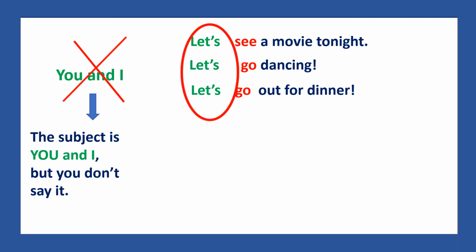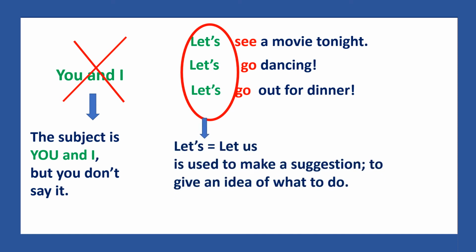Now let's look at the first word, let's. That's "let us," and it's used to tell someone to do something, but in this case, it's used to make a suggestion, to give an idea. Remember, after let's, we have the simple form of the verb, no S, no ES, no IES, and no ING. Let's see a movie tonight. Let's go dancing. Let's go out for dinner.